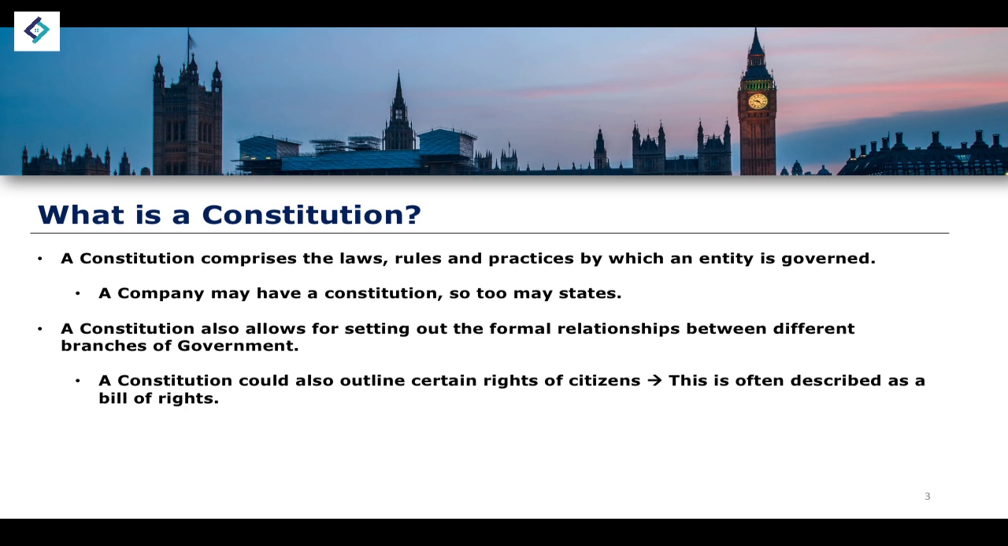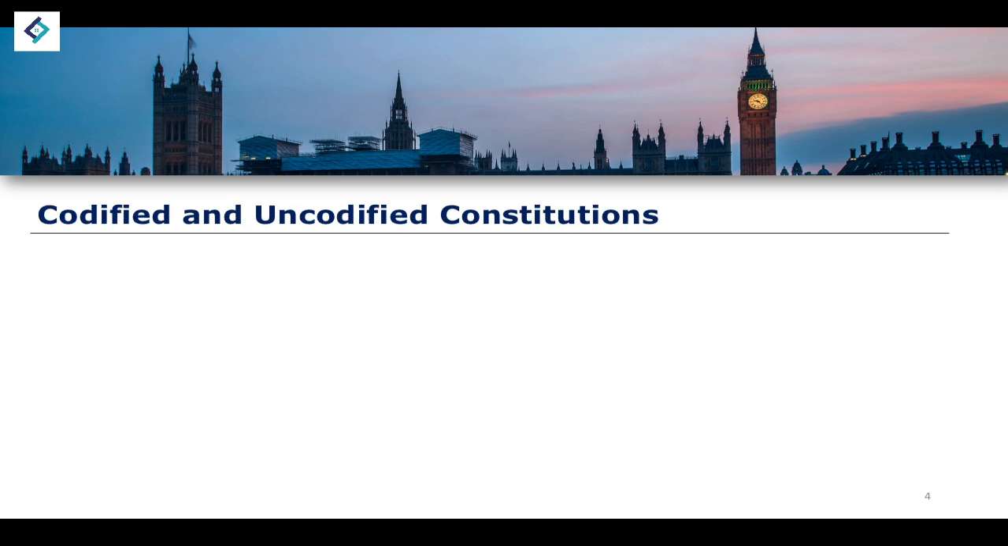A constitution can also outline certain rights of citizens, and this is often described as some kind of Bill of Rights. We'll get on to the way in which our constitution in the United Kingdom actually comprises and codifies various rights towards individuals. Now, I'm going to use codified as a special term because one thing that is notably interesting about the UK constitution is the uncodified nature of it.